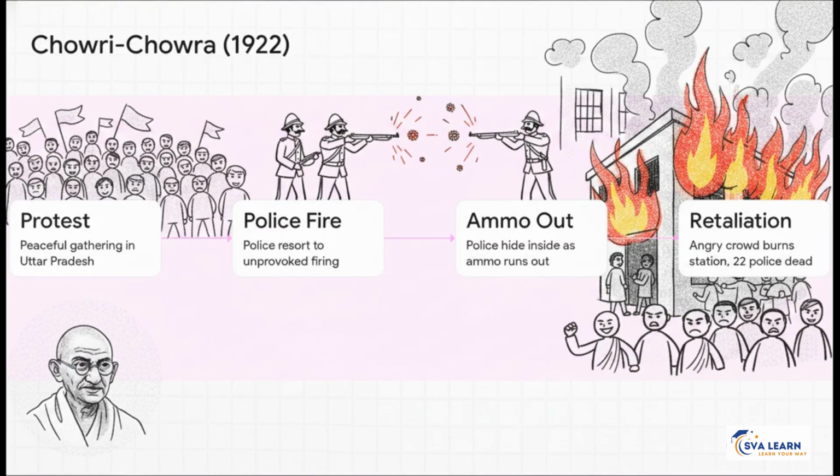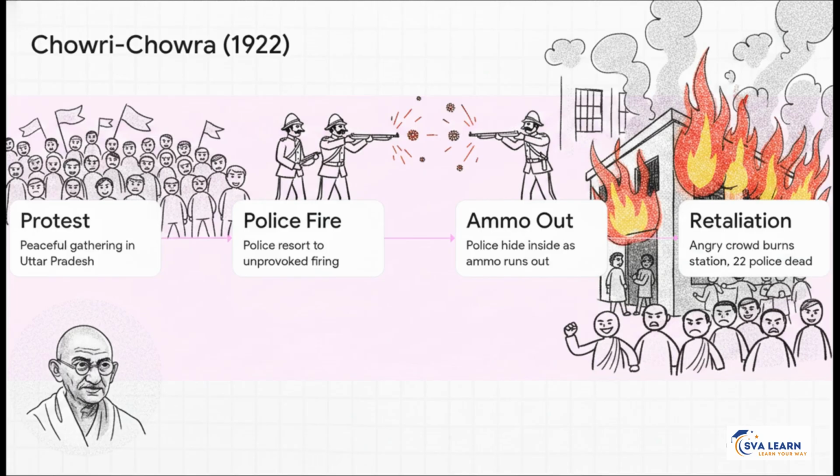So, if the movement was going so well, why did it just abruptly end? Let's do a quick step-by-step breakdown of the Chauri Chaura incident in 1922. Imagine the scene. Step 1. Thousands of people are holding a totally peaceful protest in Chauri Chaura, Uttar Pradesh. Step 2. Out of nowhere, the police use force and start firing unprovoked at the crowd.